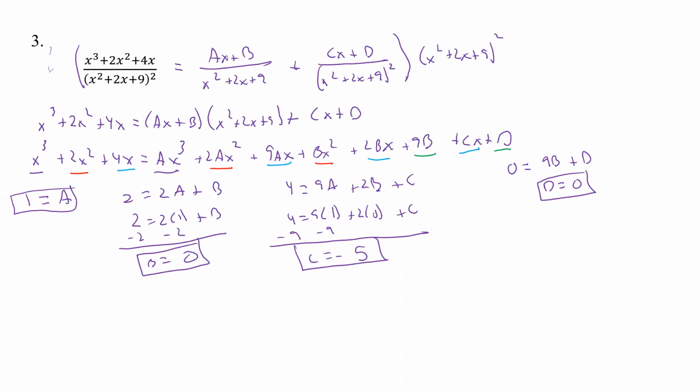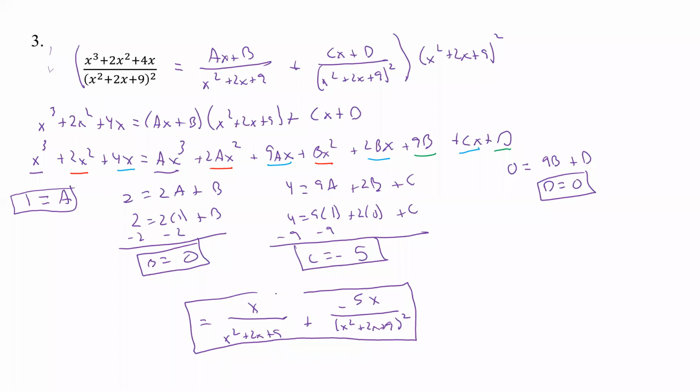Okay. And so then we just have our a and our c to plug in here. So the b is gone, the d is gone, and so a is 1. So we have x over x squared plus 2x plus 9, plus c is negative 5x all over the x squared plus 2x plus 9, the quantity squared. And so that is going to be our partial fraction decomposition.